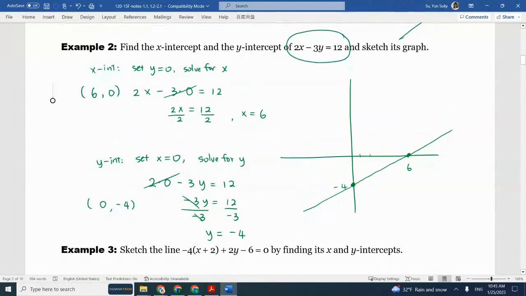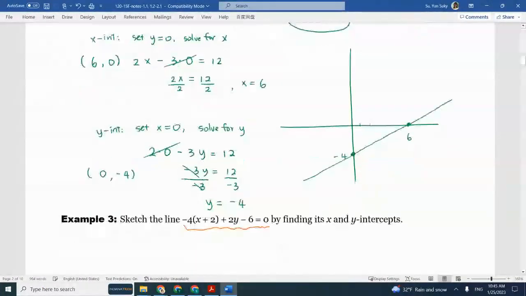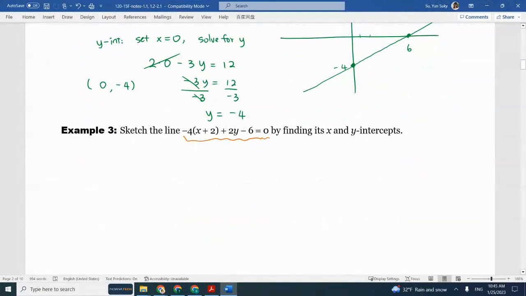Example 3 is similar to example 2, except the equation is more complicated, but you can simplify the equation first, right? So let's simplify it. Combine the like terms. Negative 4, distribute it: negative 4x, negative 4 times 2 is negative 8, plus 2y minus 6 equals 0. Okay, combine the like terms. Negative 8 and negative 6 combined together become negative 14, so negative 4x minus 14 plus 2y equals 0.